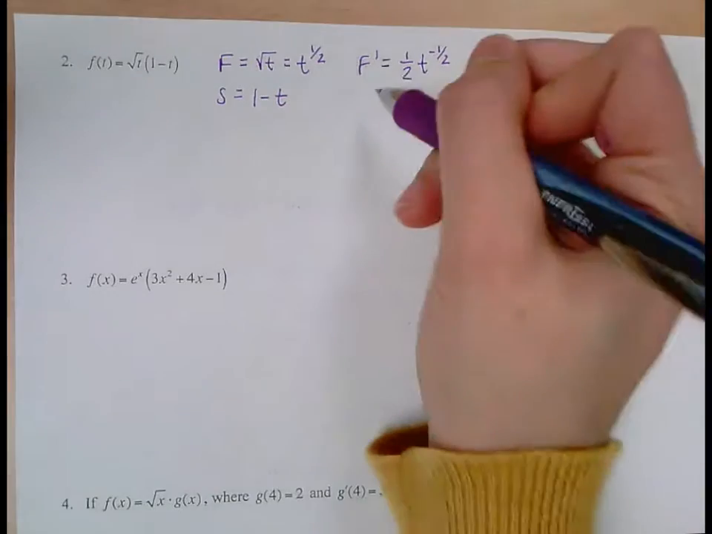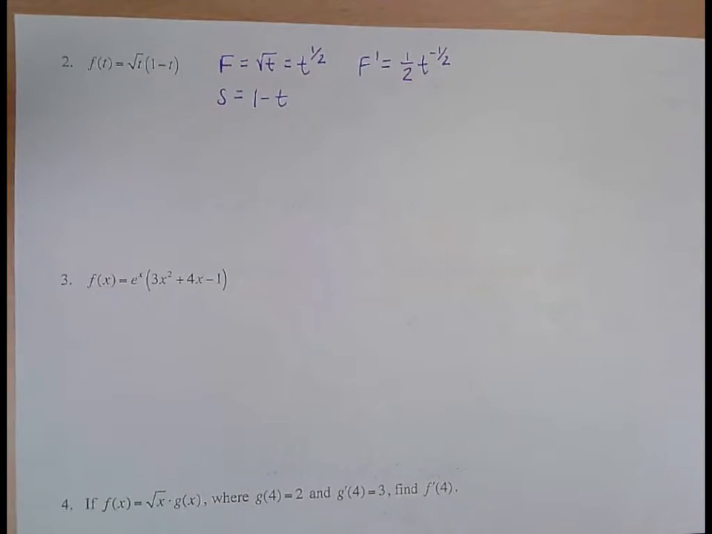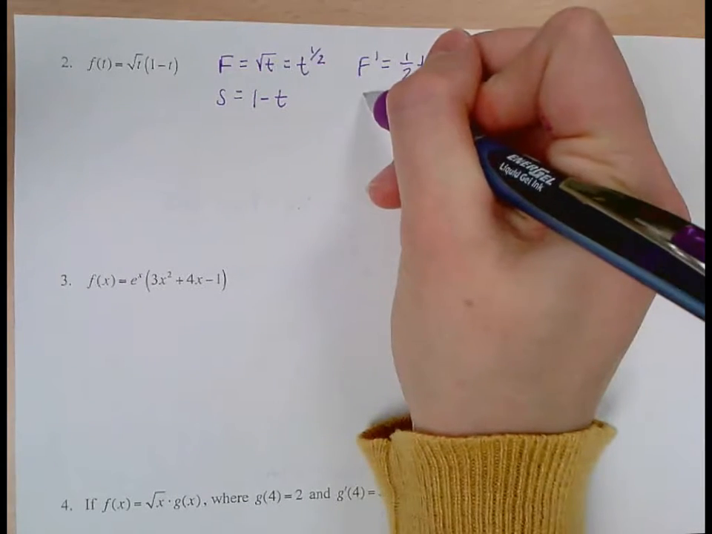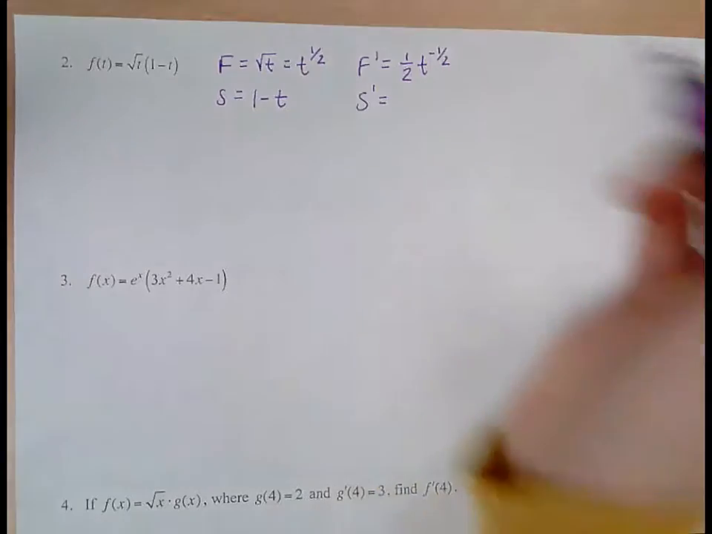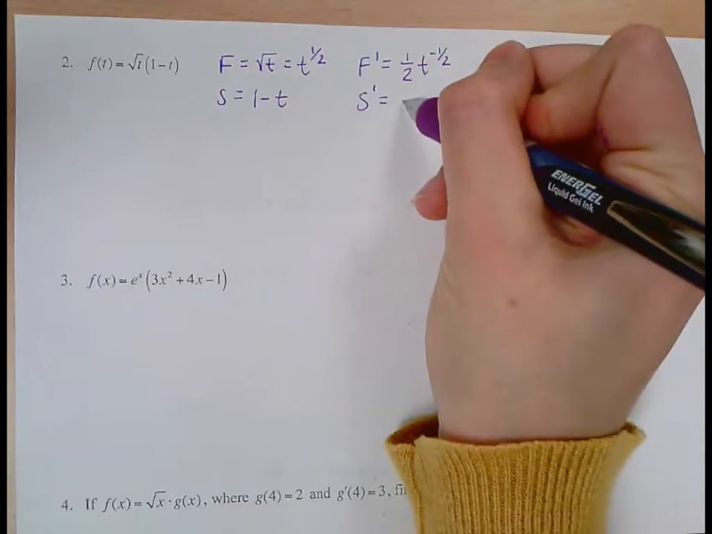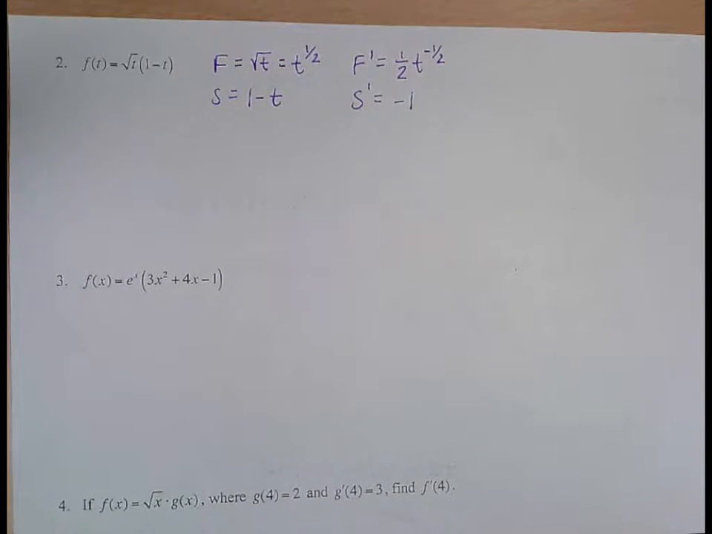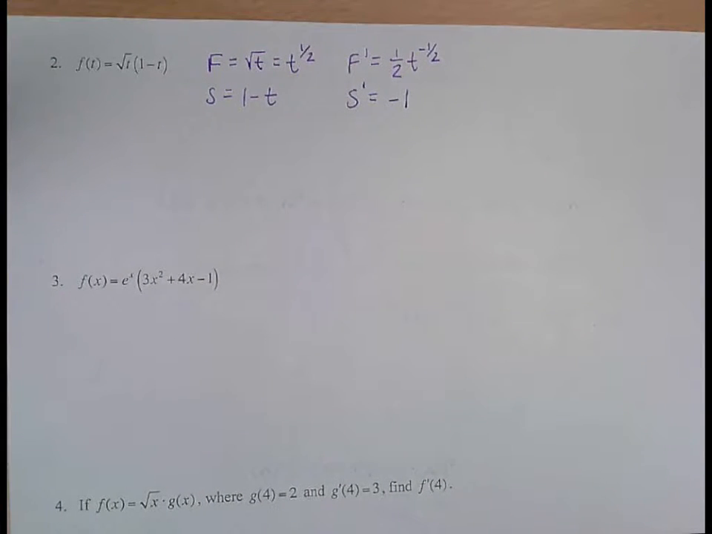Yes, that would be another way you could write it. Yes, you could write it that way. And then s prime, the derivative of 1 minus t, is negative 1. The derivative of 1 is 0, minus the derivative of t is 1, so negative 1.